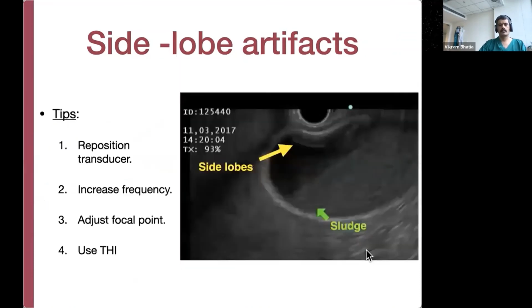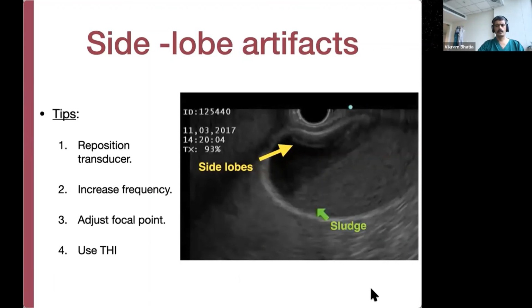So how do you eliminate side lobe artifacts? We reposition the transducer. So if you see certain sludge, which you are not sure is a sludge in a gallbladder, you reposition the transducer, you move. And then if it is actually a side lobe artifact and not a true sludge, the image disappears. So if you look at these images, these linear lines are actually beam width artifact, and this is true sludge. We increase the frequency to narrow the beam and hence increase the lateral resolution and eliminate side lobe artifacts. We can adjust the focal point to the level where the artifact is being seen, and we can use tissue harmonic imaging, which is very useful in such situations.